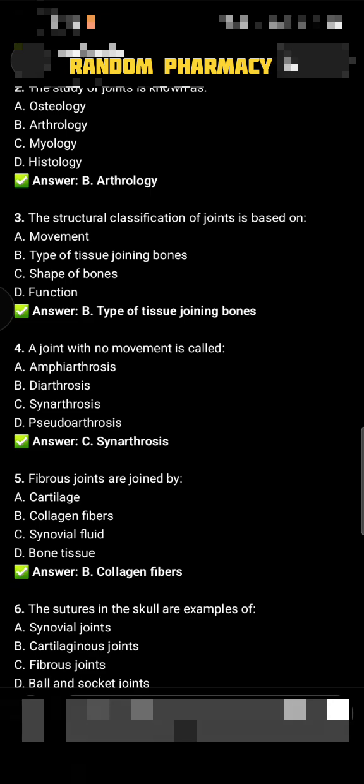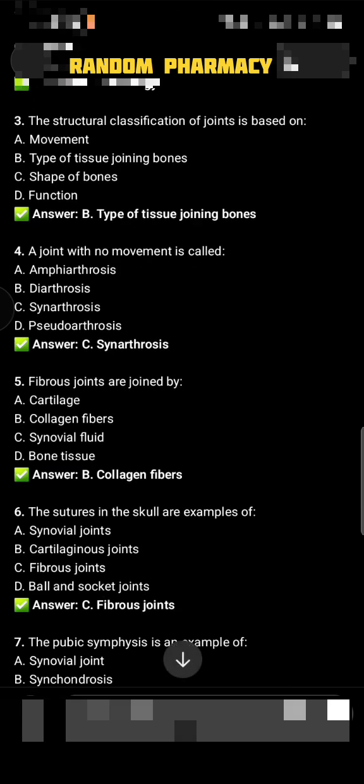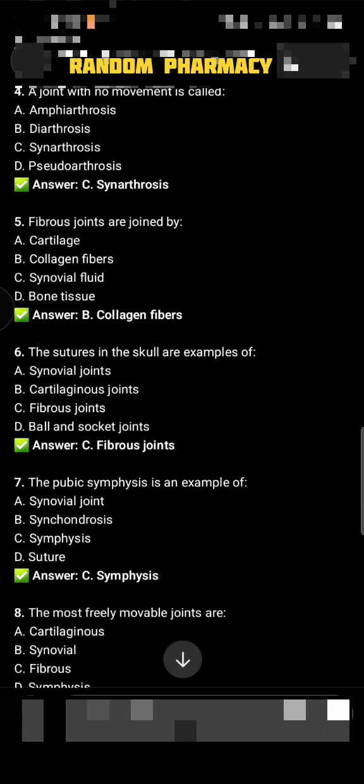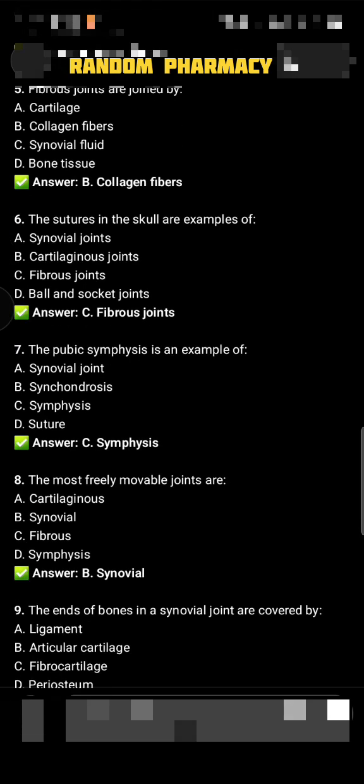A joint with no movement is called amphiarthrosis, diarthrosis, synarthrosis, pseudorthrosis. The right answer is synarthrosis. Fibrous joints are joined by cartilage, collagen fibers, synovial joints, bone tissues. The right answer is collagen fibers. The sutures in the skull are an example of synovial joint, cartilaginous joints, fibrous joints, ball and socket joints. The right answer is fibrous joints.